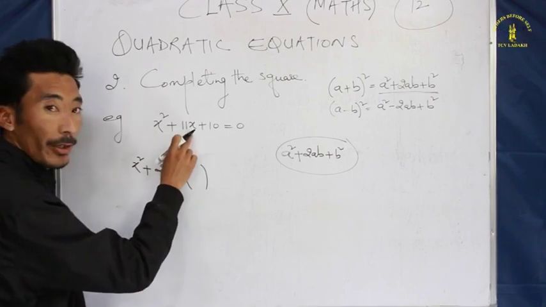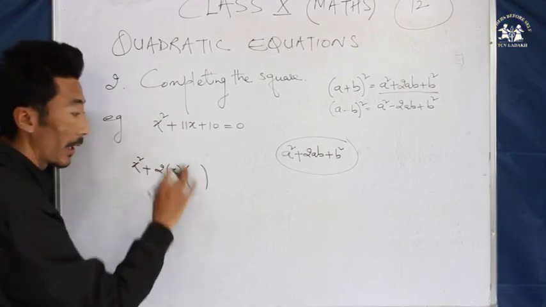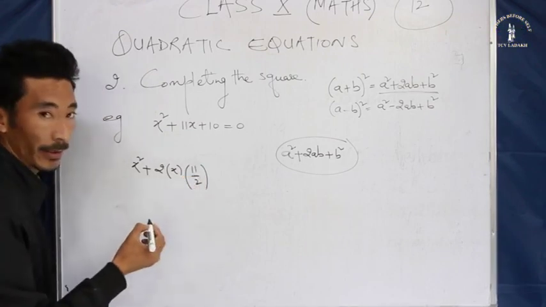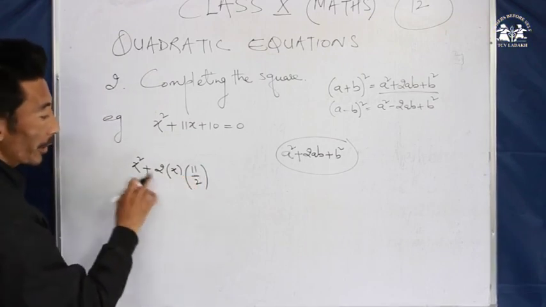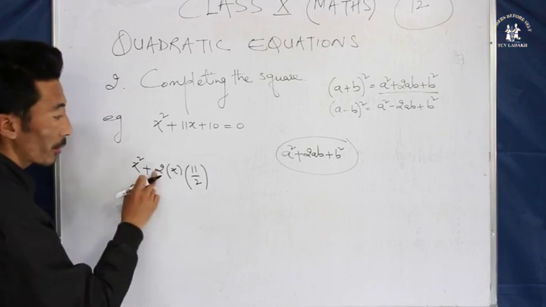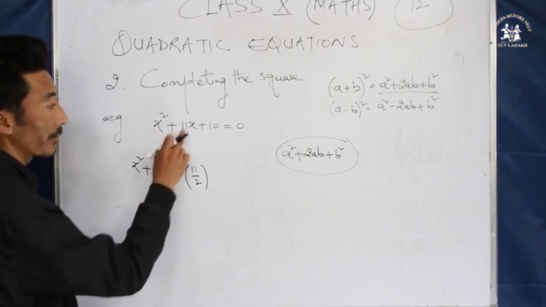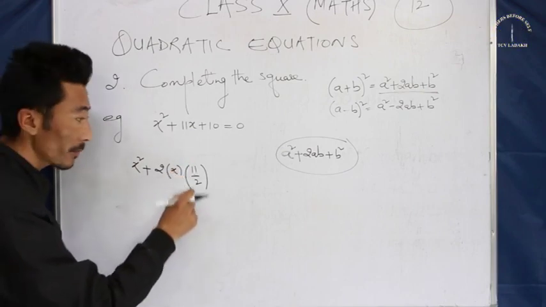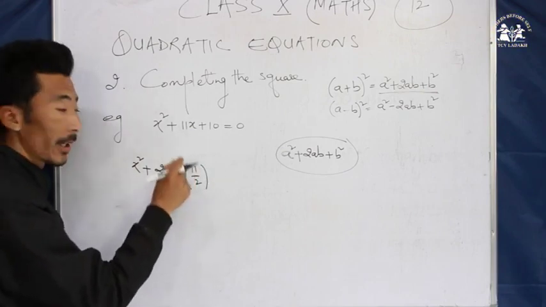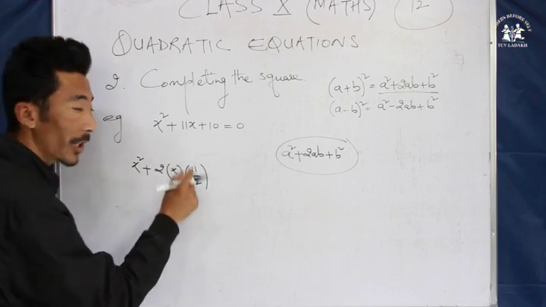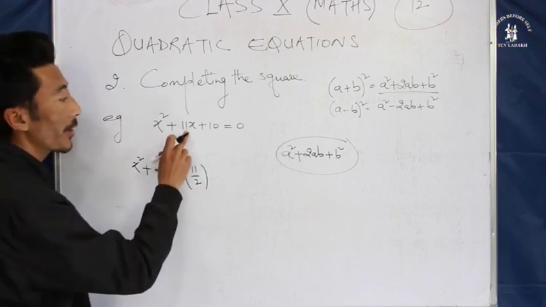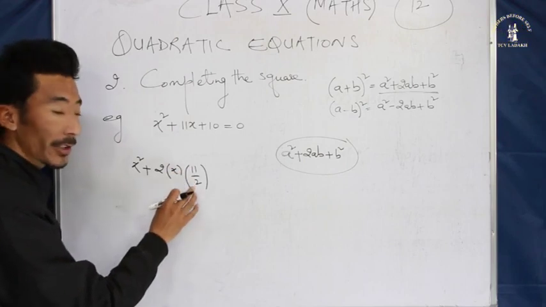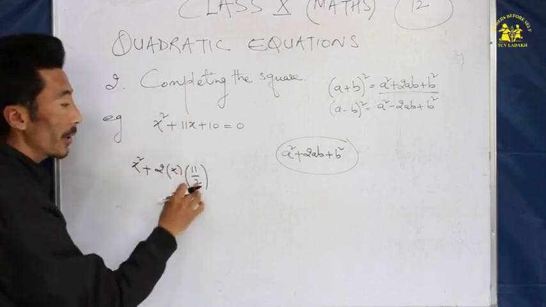The second term is 11x. So for b we write 11 by 2, because the 2 cancels, cutting down to 11x, which is the second term. So b is 11 by 2, and the value of b is found from the exact coefficient: 11 by 2.